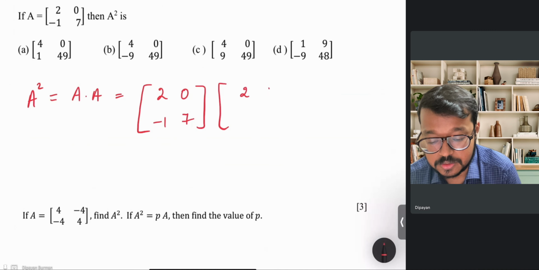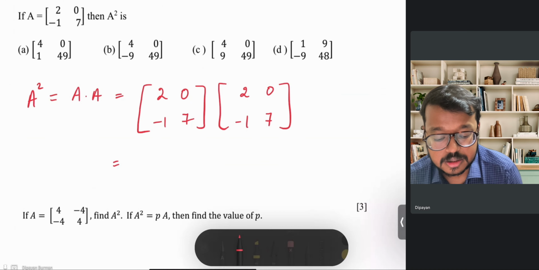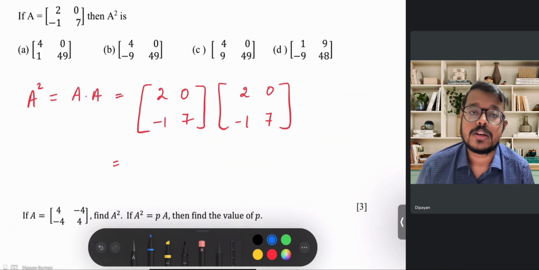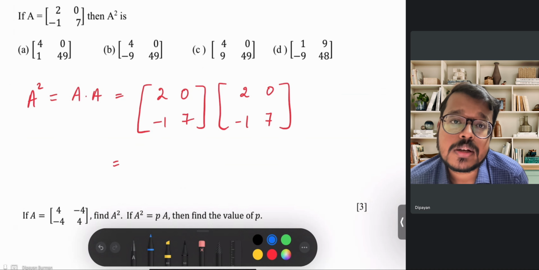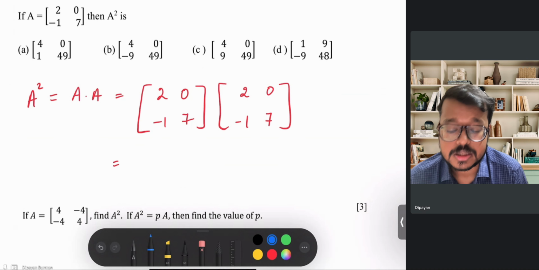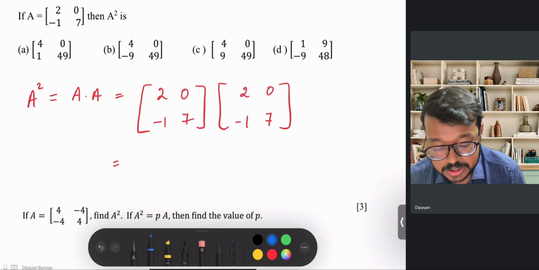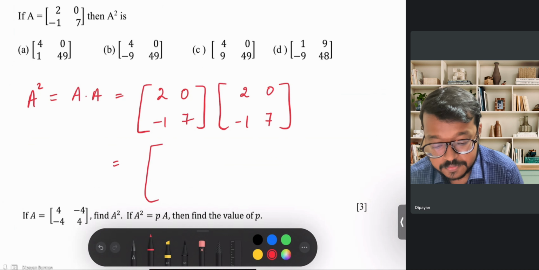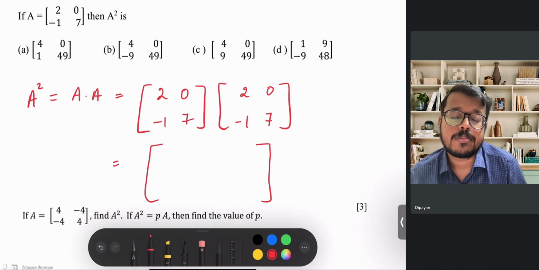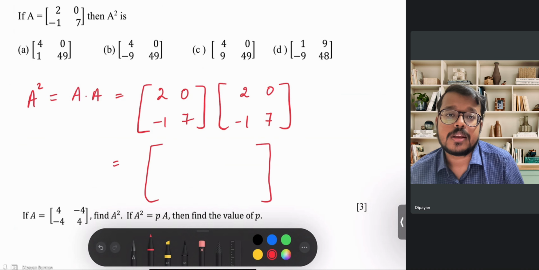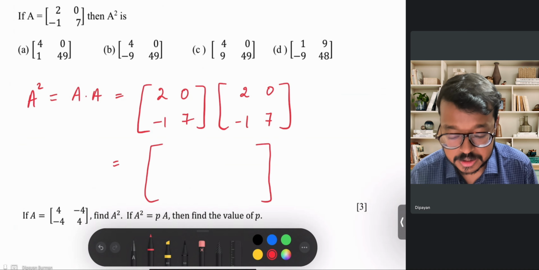again 2, 0, minus 1 and 7. So we are multiplying two matrices of the same order, 2 by 2 and 2 by 2. We will be able to multiply them, and the resulting matrix will also be a 2 by 2 square matrix. So we know that we will have 4 elements in the resulting matrix, and we will get each of those elements by taking one row of the first matrix and one column of the other matrix, like that.